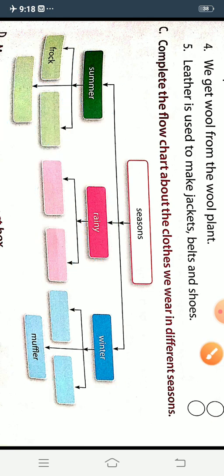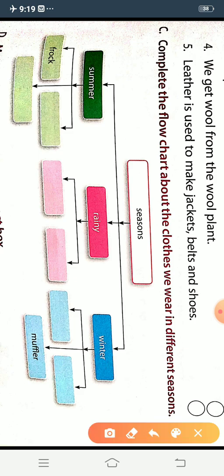Okay, see what is written here. Summer. In summer, what do we wear? We wear frock, t-shirt and top. So we will write here. So in summer season, we are wearing t-shirt, frock, tunic, top, shorts, skirt. So what will we write here?